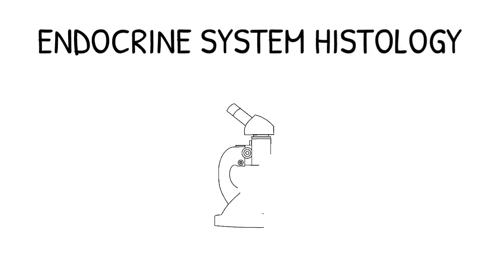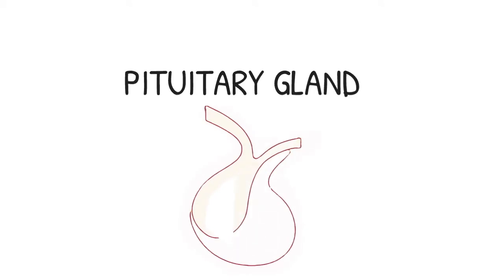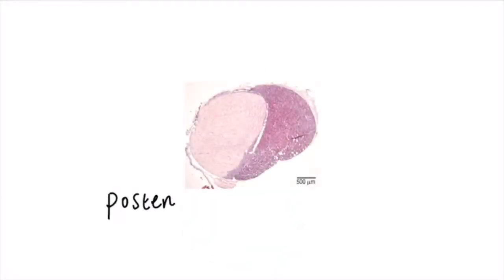This week we're going to be looking at the histology of the endocrine system. We'll firstly start with the pituitary gland. It is a structure found at the base of the brain.